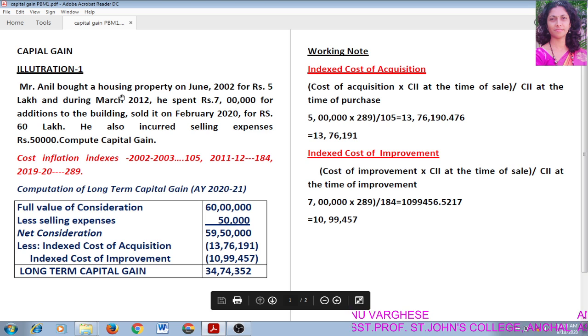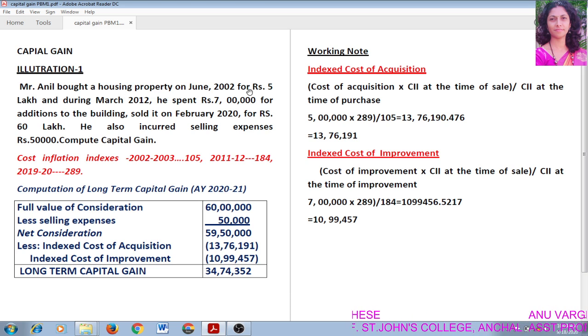Mr. Anil bought a house property in June 2002 for rupees 5 lakh, and during March 2012 he spent rupees 7 lakh for additions to the building. Sold it in February 2020 for rupees 60 lakh. He also incurred selling expenses of rupees 50,000. Compute capital gain. Cost inflation indexes are also given: 2002-2003 it is 105, 2011-12 it is 184, 2019-20 it is 289. Now let us start doing the problem.